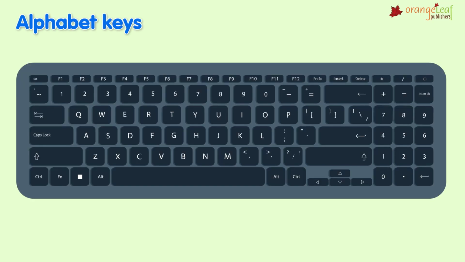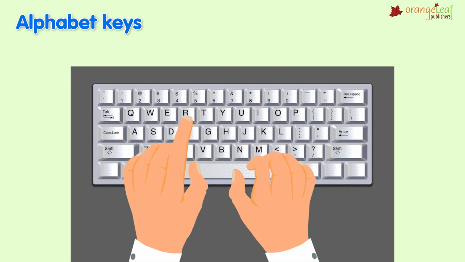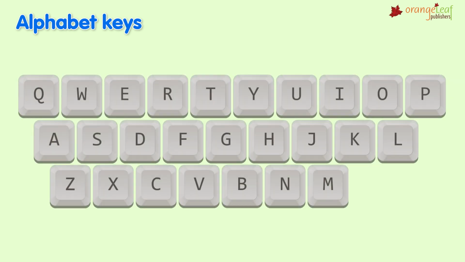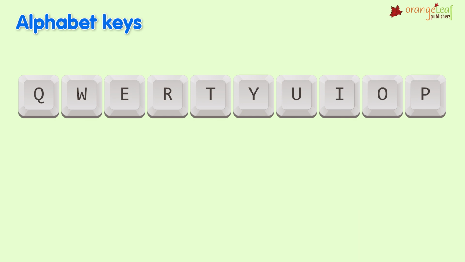Next, alphabet keys. The middle part of the keyboard has all the letter keys. These keys are used for typing words. The first 3 rows have 26 letters. That is A to Z. The first row has 10 letters. Q, W, E, R, T, Y, U, I, O, P.